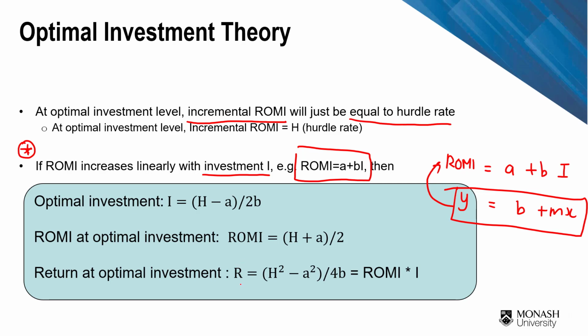Now, then you will have this optimal investment and ROMI and return, which can be calculated through the equation right here, which we are going to touch on in the next few slides. Now, I just want to give you a bit of indication. H stands for hurdle rate, and A is your y-intercept, and B is your gradient. Right, we're going to look at this a little bit in depth further.